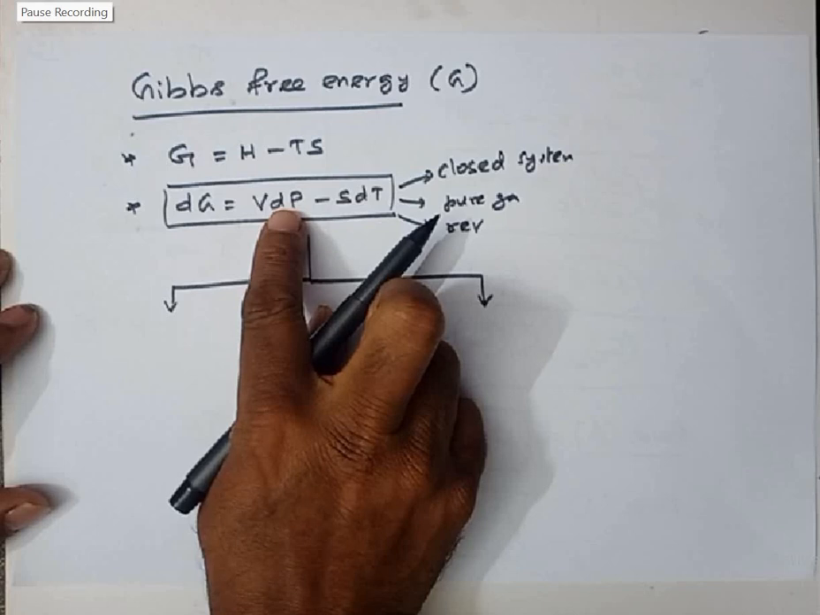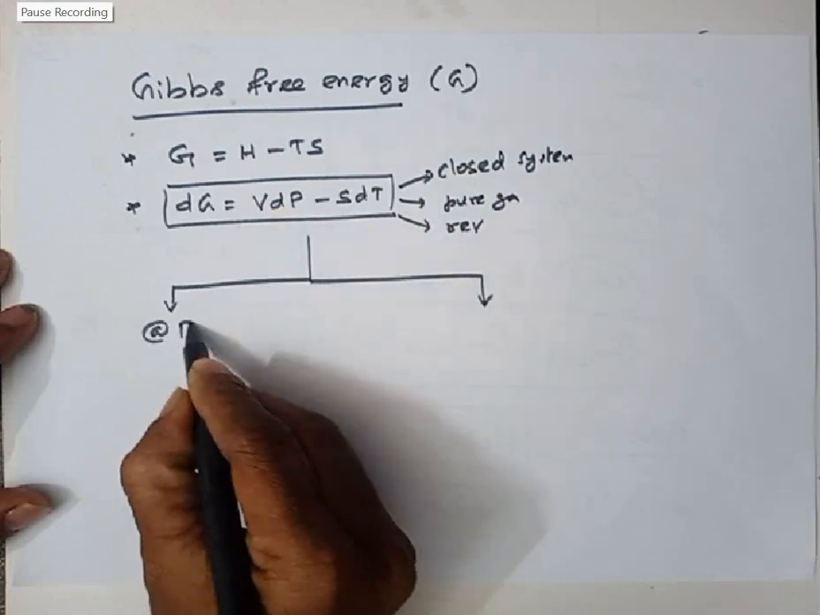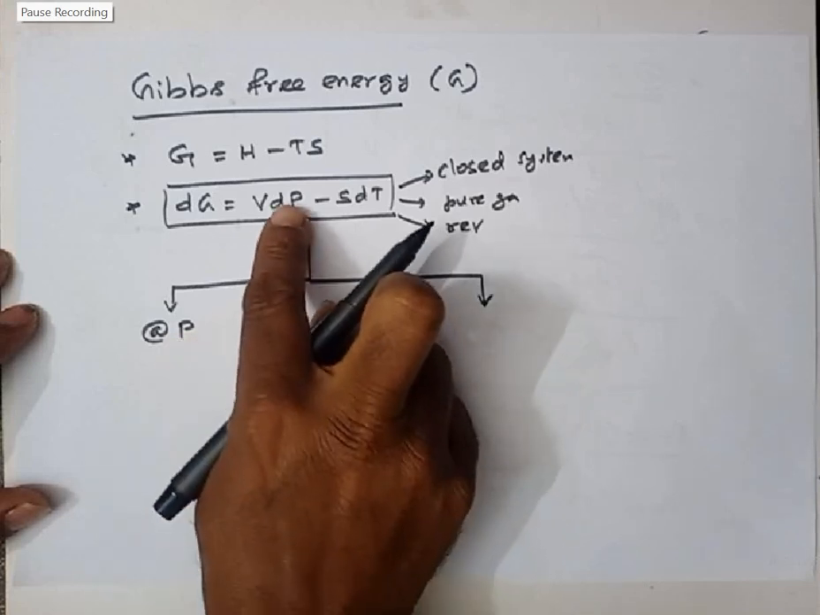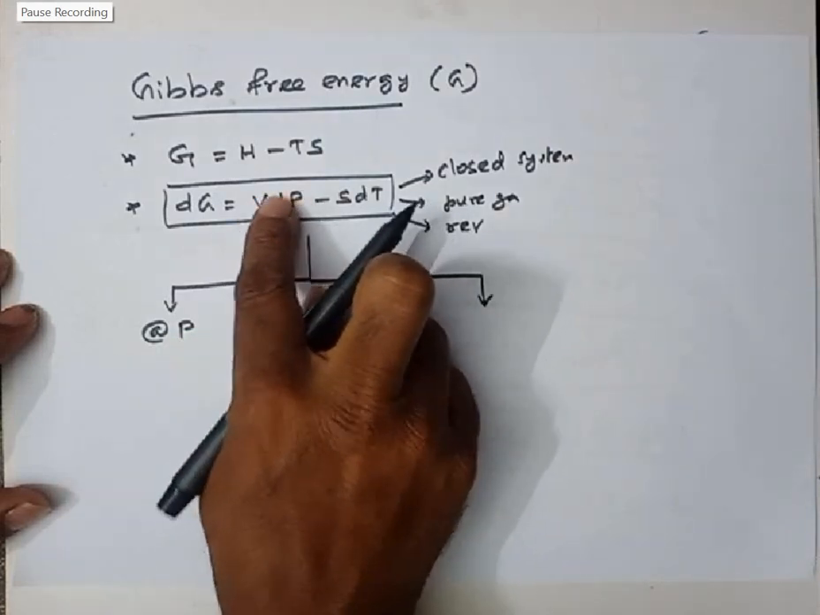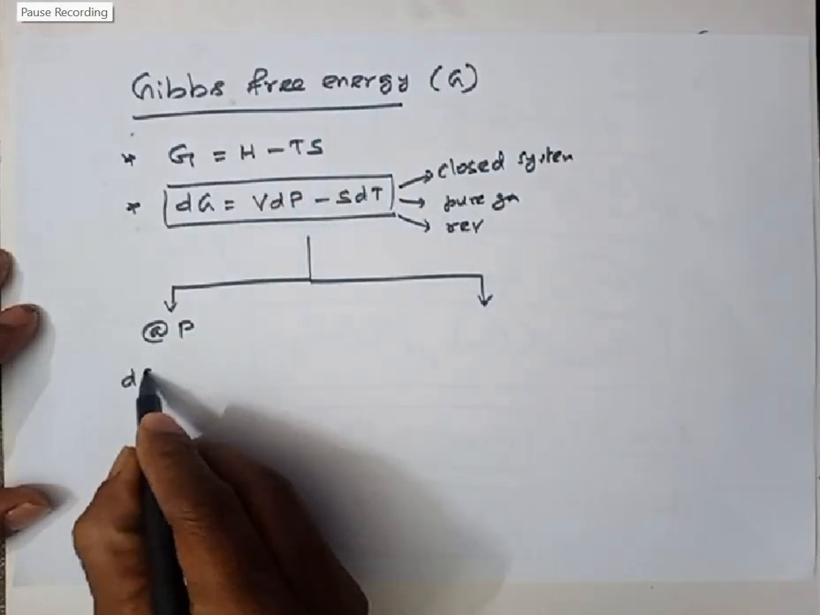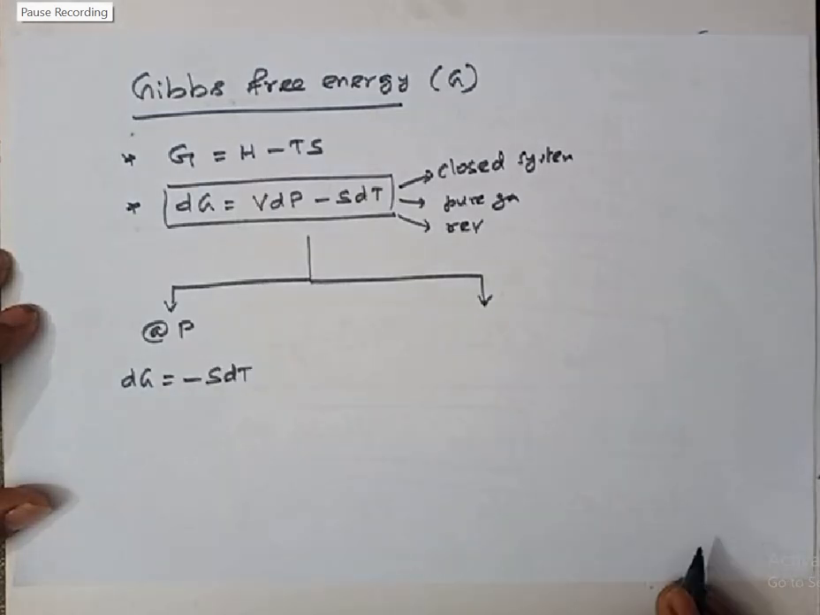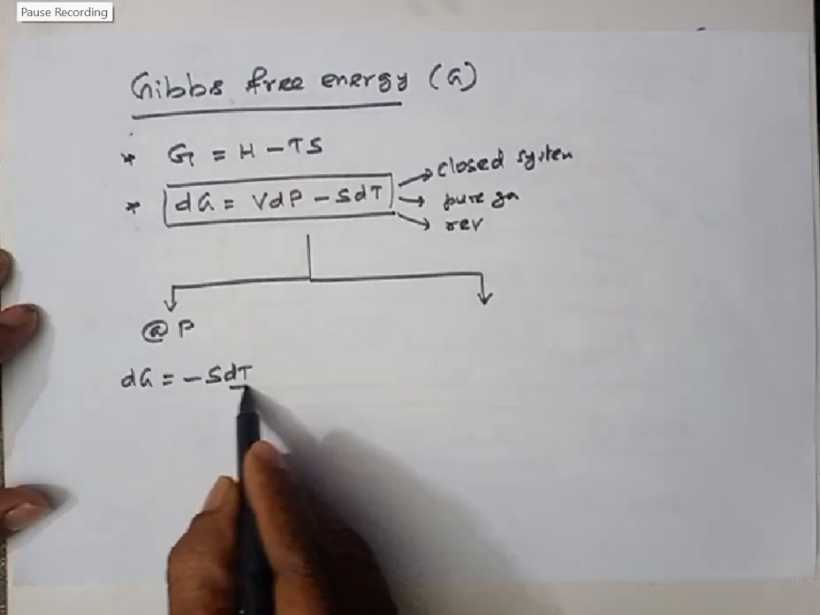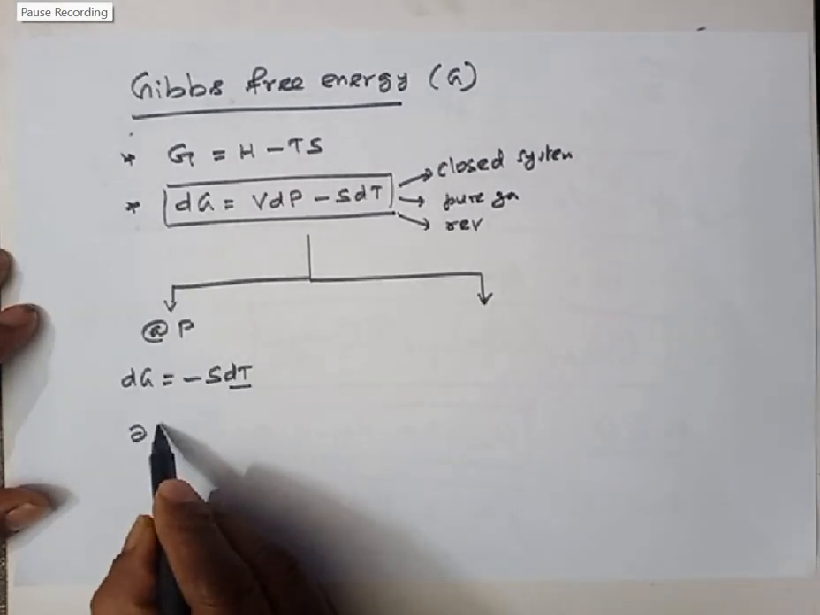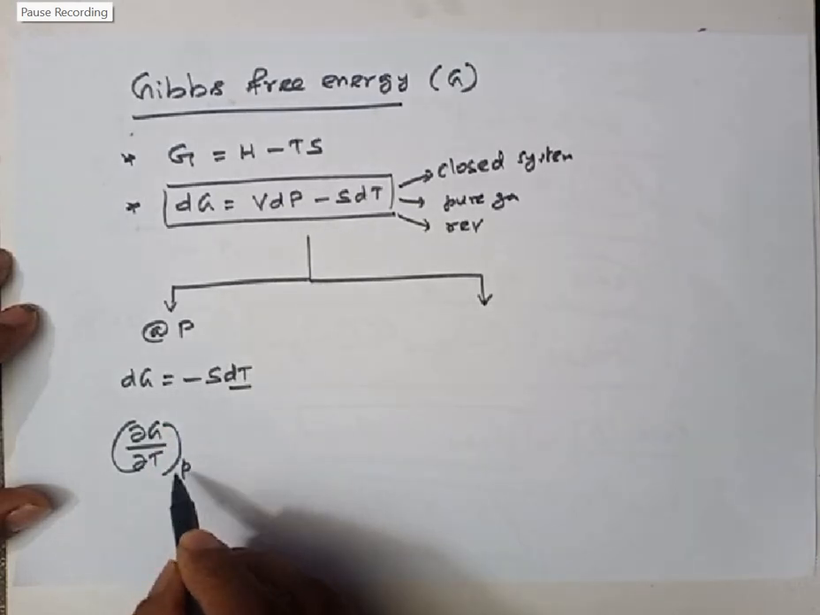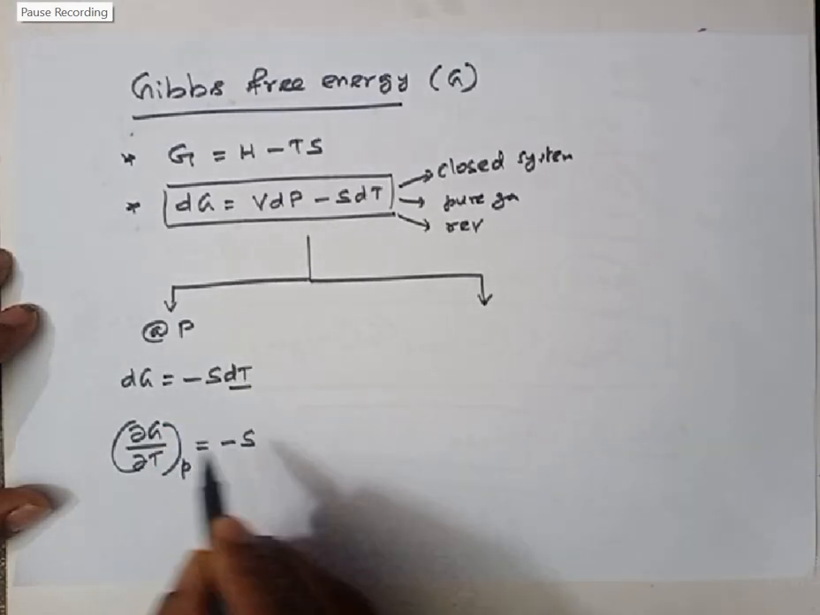Now, from this formula, if I keep pressure constant, at constant pressure, this term becomes 0. Therefore, what we get is dG equal to minus SdT. Bring this dT to the left hand side, so we can write dou G by dou T at constant pressure equal to minus entropy.